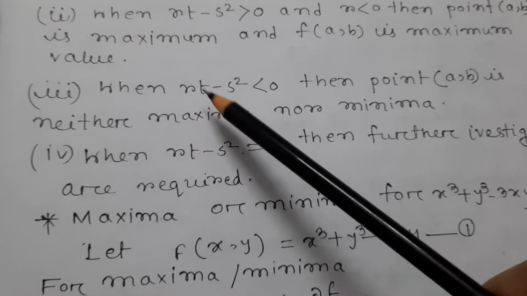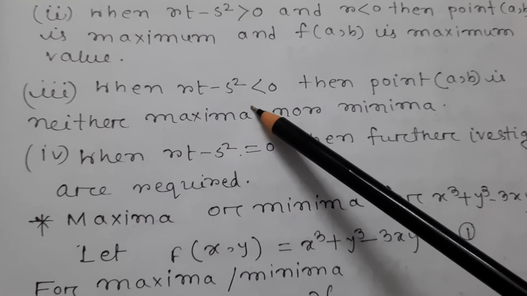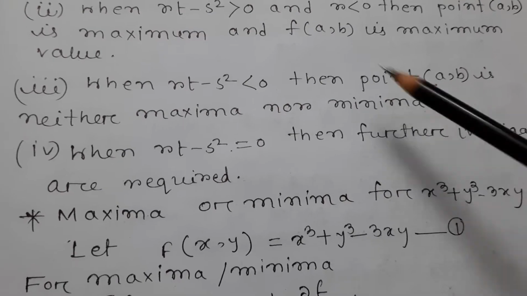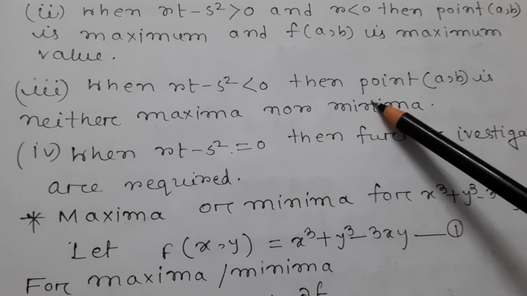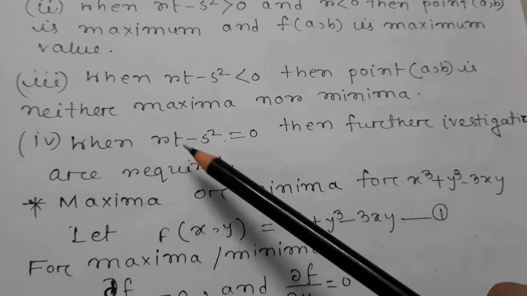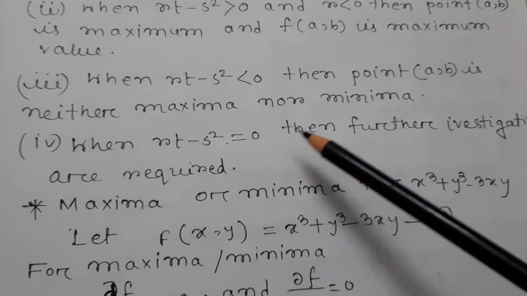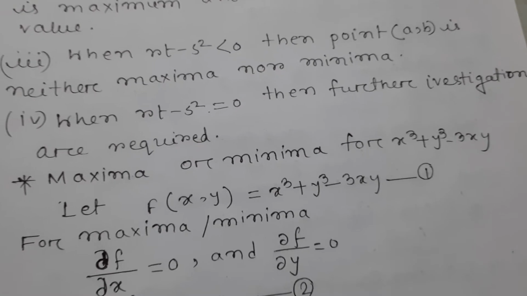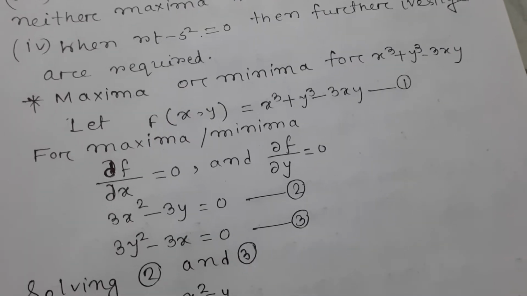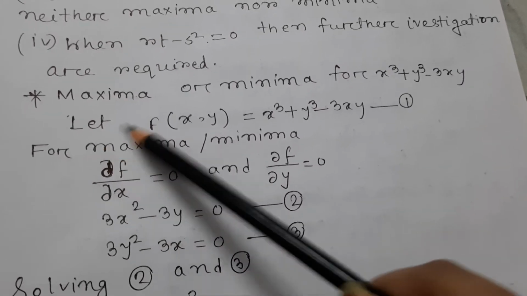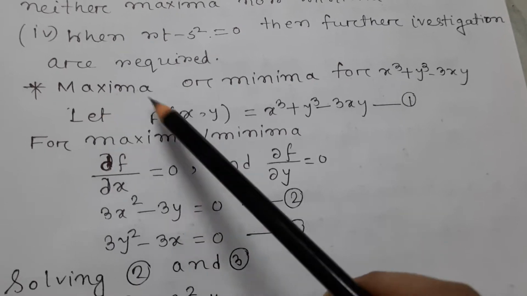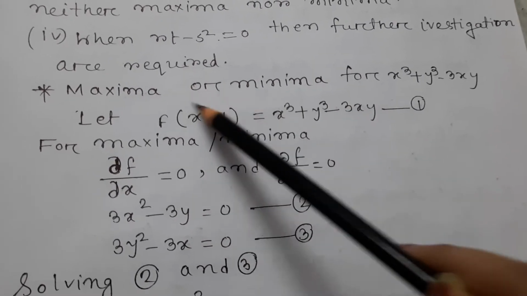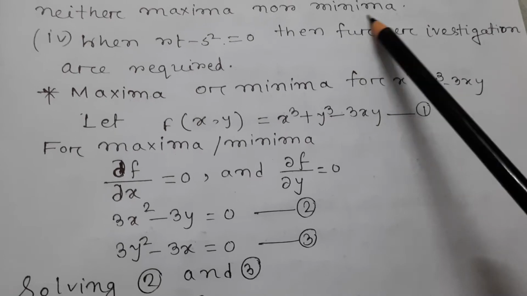But when rt minus s square is less than 0, then the point (a, b) is neither maximum nor minimum. When rt minus s square is equal to 0, then further investigation and calculation are required; we can't predict anything. So the theory of maxima and minima finishes here.